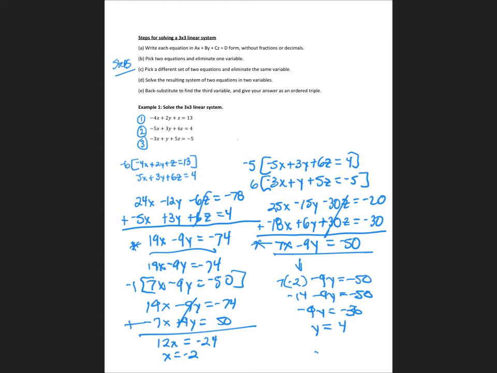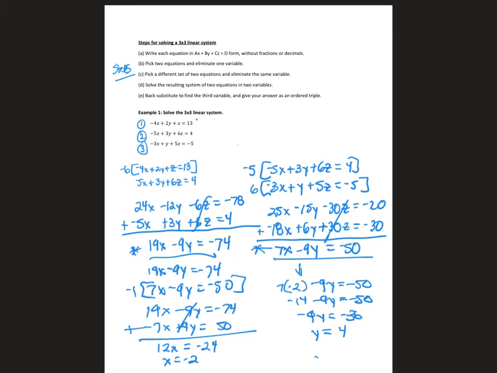So I just found x and y. I just need to find z. So I'm going to come back to one of my 3 original equations, and I'm going to plug in negative 2 for x and 4 in for y. So maybe I pick the top equation.